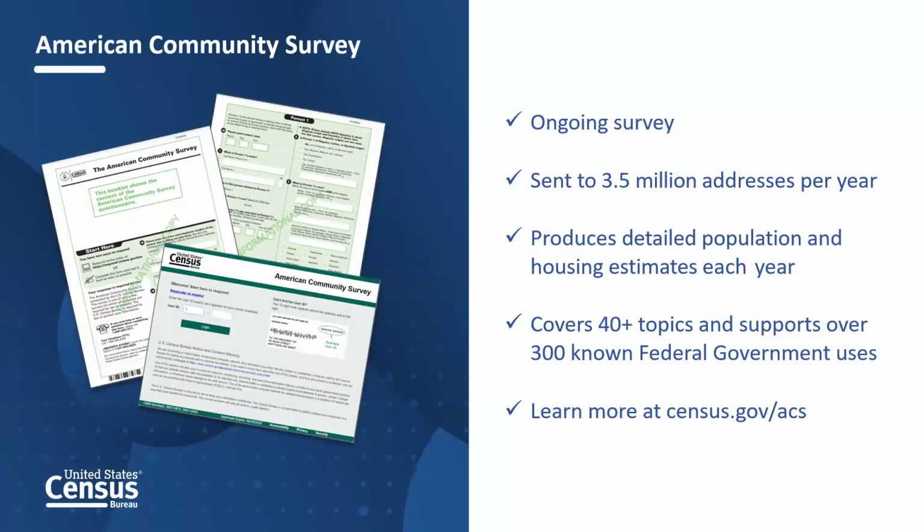All right. So the next data source we're going to dive into a little bit deeper, as promised, is the American Community Survey, or for short, ACS. So you've heard a little bit about ACS, and you understand that it's an ongoing survey. But the cool thing about this is we send out about 3.5 million addresses annually, or about 295,000 addresses each month. So the ACS collects and produces detailed population and housing estimates, as well as social, economic, housing, and demographic characteristics. It covers over 40 topics that support many federal government uses.